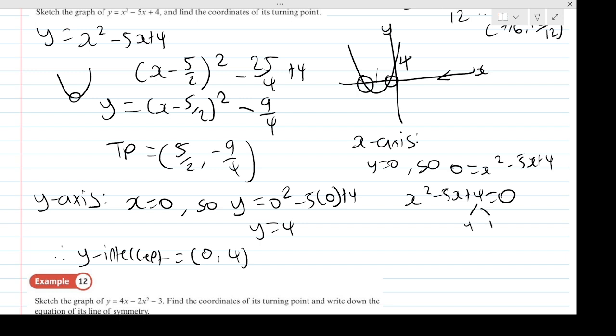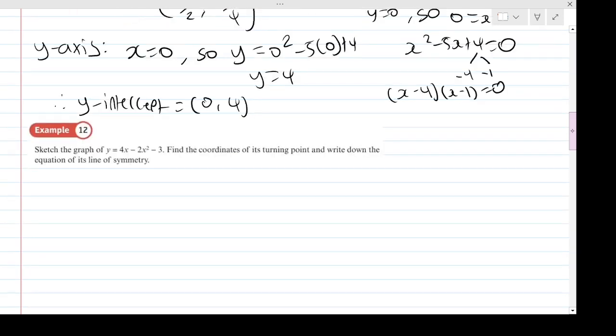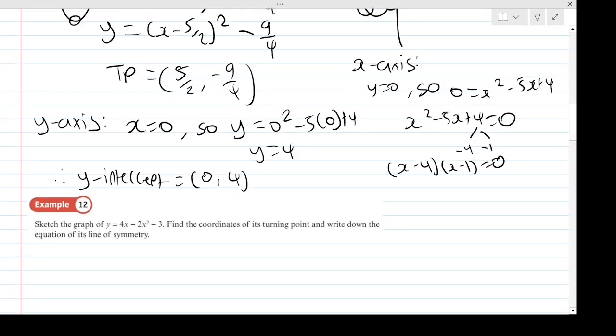4 and 1. If I make them both negative, I add to get minus 5 and they times to get 4. So my factors are x minus 4, x minus 1 equals 0. Remember, we spent loads of time solving quadratic equations if you need a refresher. But then two solutions, x is 4, x is 1.